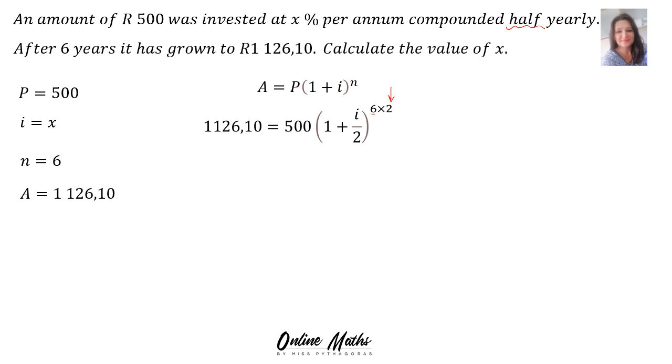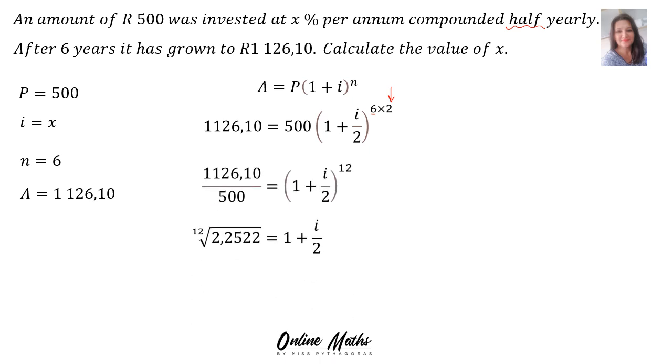Then in the next step I will divide away the 500, and when I say 1,126.1 divided by 500, I end with 2.2522. And then to get rid of the to the power of 12, I will take the 12th root. And when you calculate that, you end with 1.0700. Then in the next step, the 1 will walk across and it becomes -1. And I end with 0.07, etc.